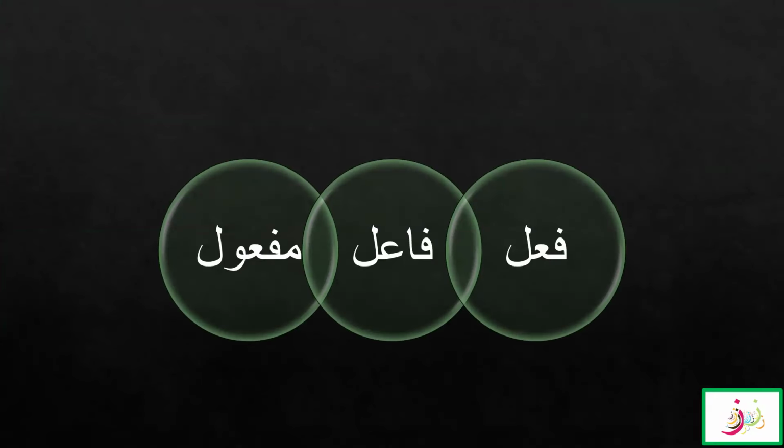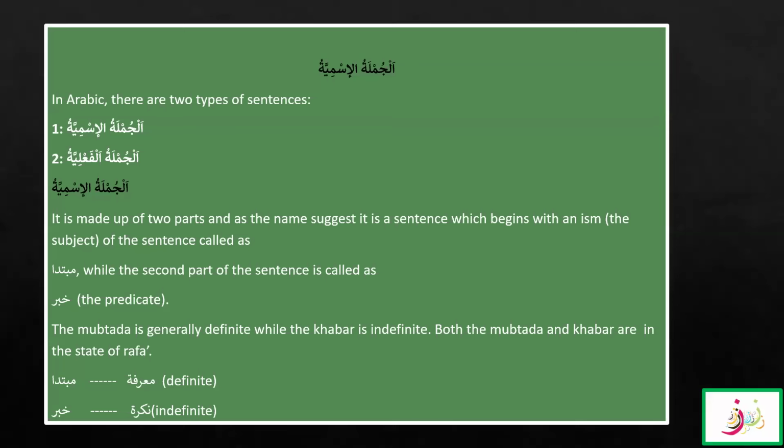We learned that there are three main components of Jumla Failure: fail, file, and maf'ul. Let's have a recap about Jumla ismiyya and Jumla failure because it is very important when we are using Jumla failure as a khabar. We learned that there are two types of Jumlas in Arabic language: Jumla ismiyya and Jumla failure. Jumla ismiyya, as the name suggests, starts with an ism. It has two main components, mubtada and khabar.